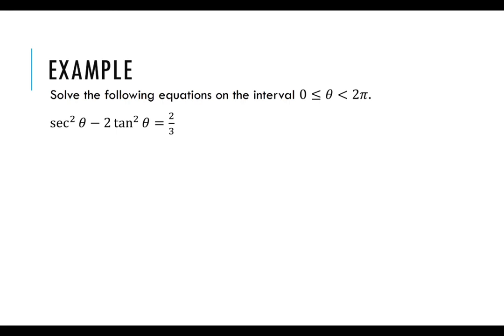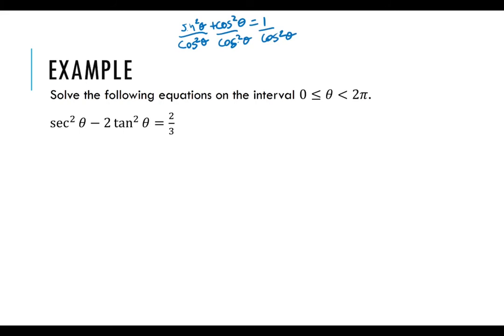Now at this point, I'm just trying to think, is there an identity that relates tangent and secant? And I claim that there is. If you forgot, if you can remember the first Pythagorean identity, sine squared of theta plus cosine squared of theta is equal to 1, you can derive the other one. Sine squared of theta divided by cosine squared of theta will give me tangent, so I just need to divide everything else by cosine squared of theta.